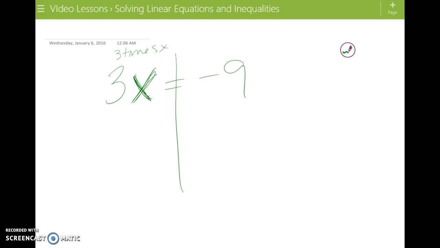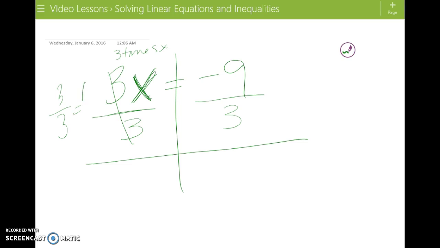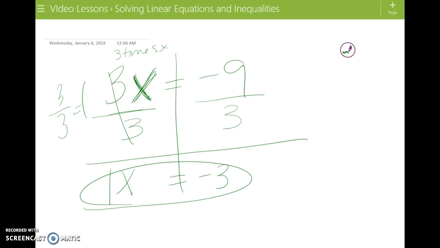Well, in order to get rid of the 3, I need to do the opposite. So instead of multiplying, I'm going to divide by 3 on both sides. I'm using the division property of equality. On this side, 3 over 3 cancels. Why? Because 3 over 3 is just what? That's just 1. So this becomes x, or 1x, equals negative 9 divided by 3, which is negative 3. x equals negative 3.